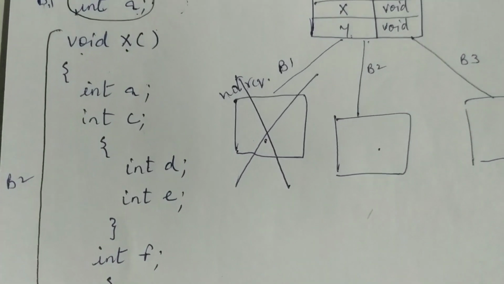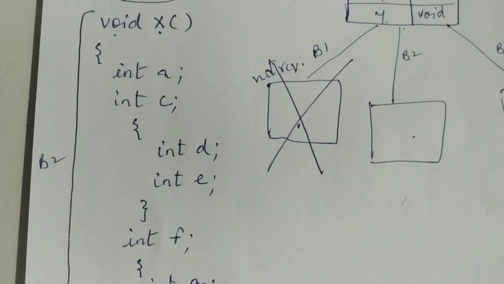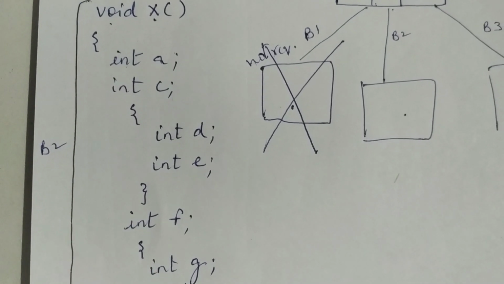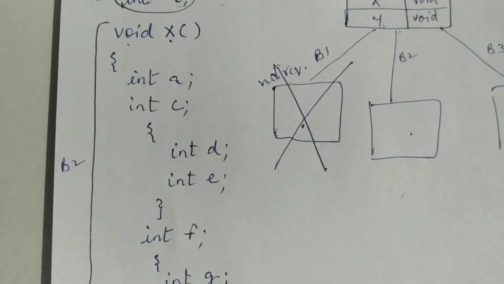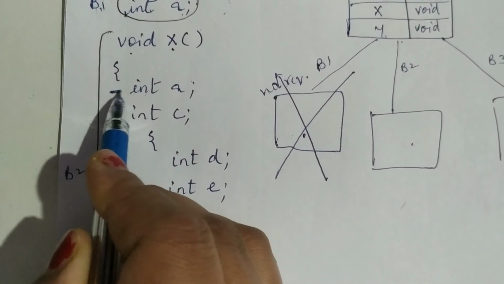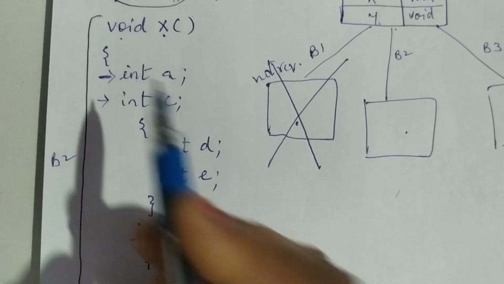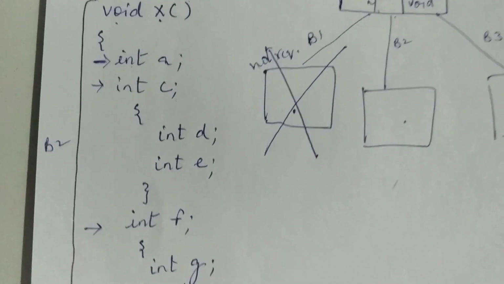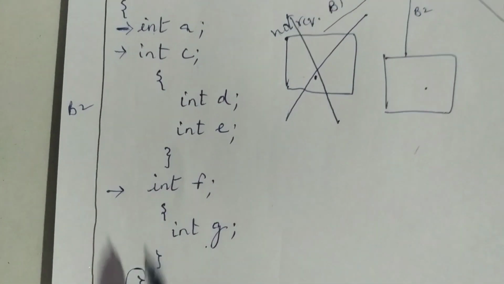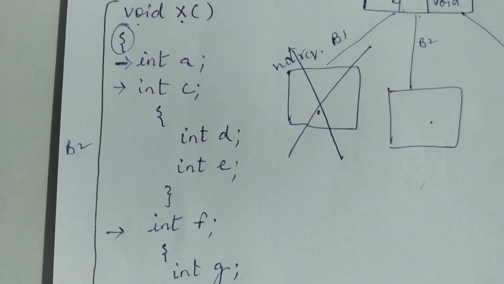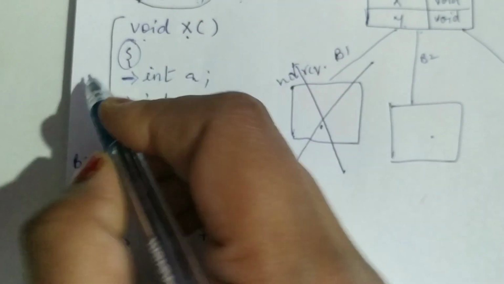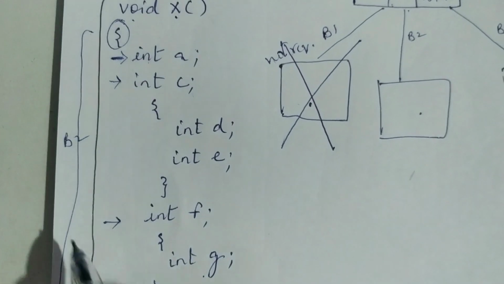Next we come to block B2. In block B2, we can see that the visibility of variables is divided into 3 parts. First visibility is what? This, where variables A, C and F, because scope is defined till here for these 3 variables. So let us mark this visibility area as V1.